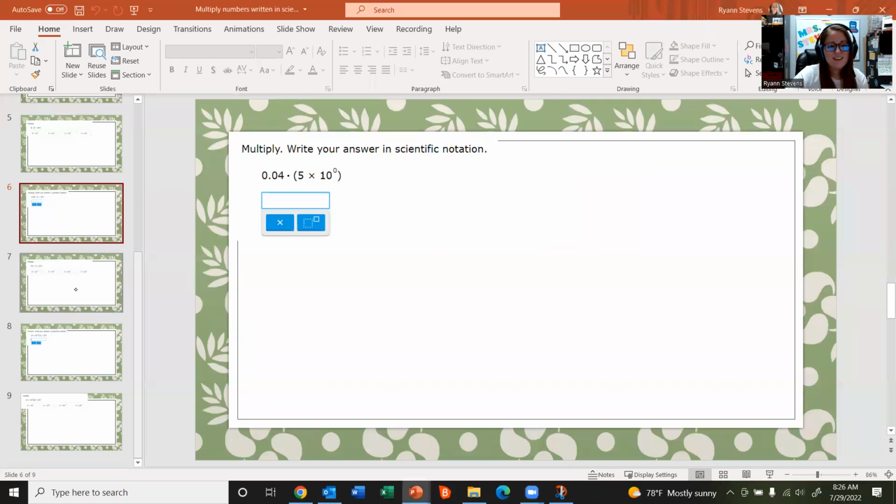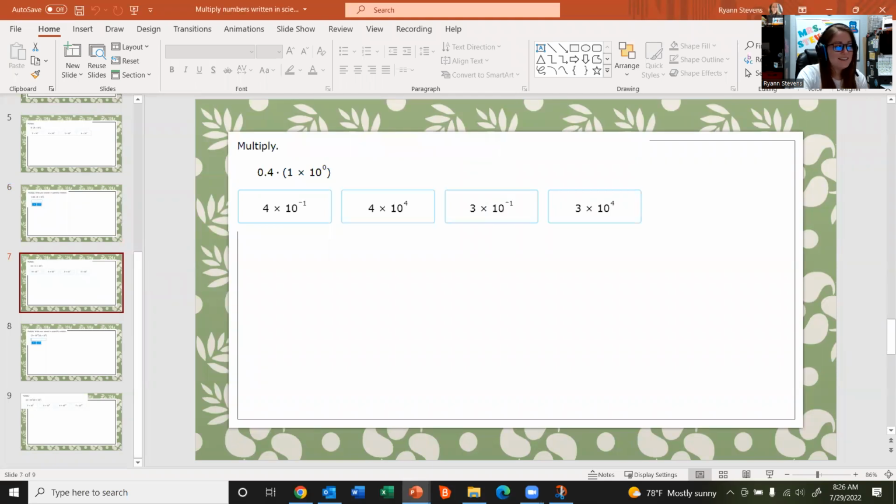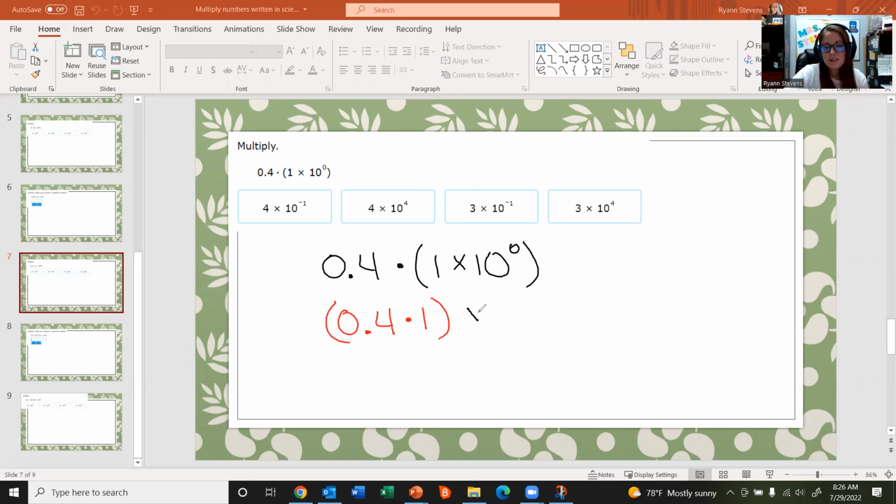All right. Looking at another example of this, we've got 0.4, and we're multiplying this by 1 times 10 to the 0 power. And we're going to regroup this using the associative property of multiplication. So we're going to say 0.4 times 1, and then we're going to leave this as times 10 to the 0 power. And this is just going to give us 0.4 times 1 is 0.4. And so we would be left with this.